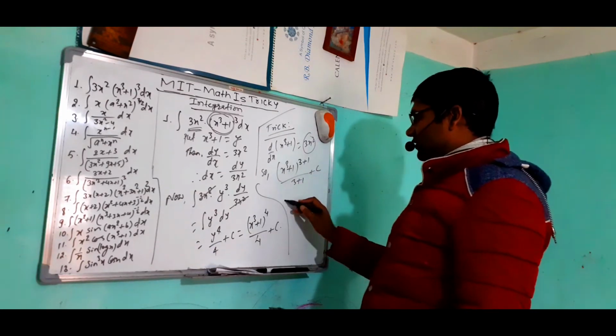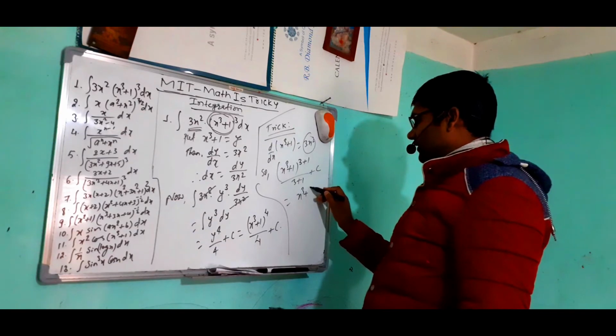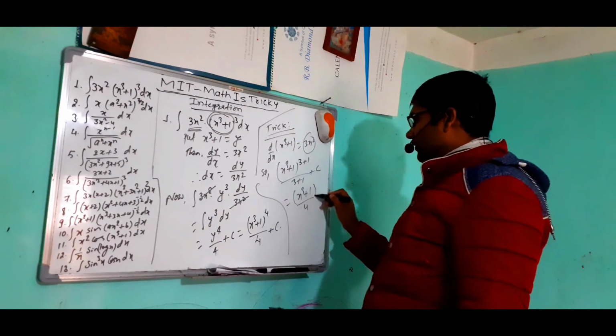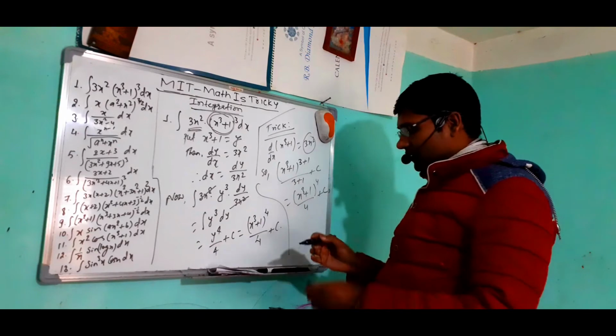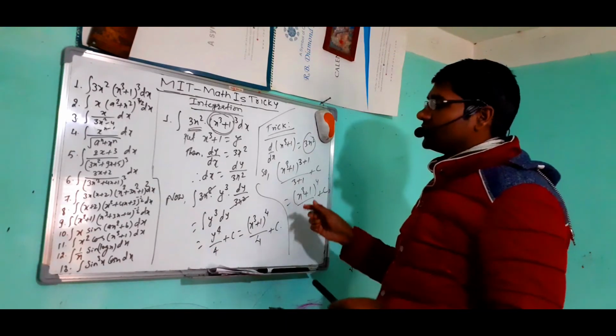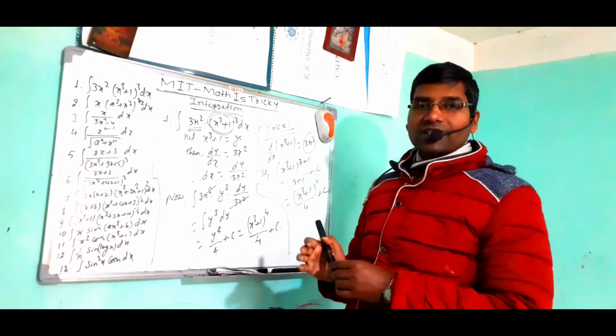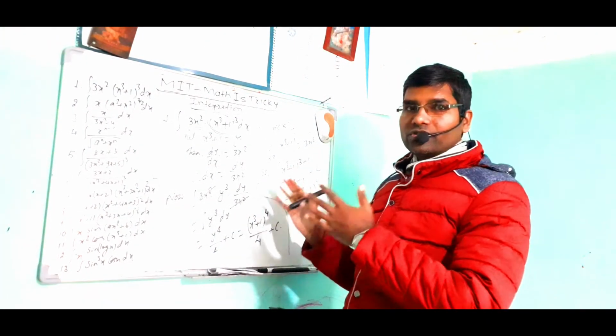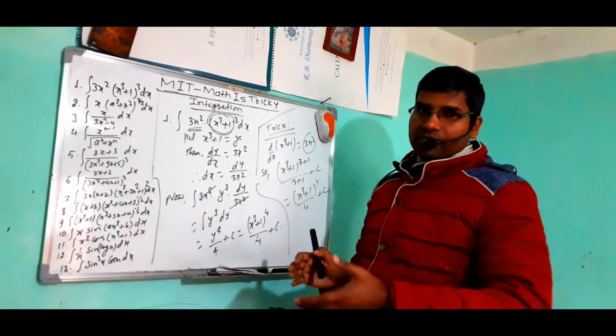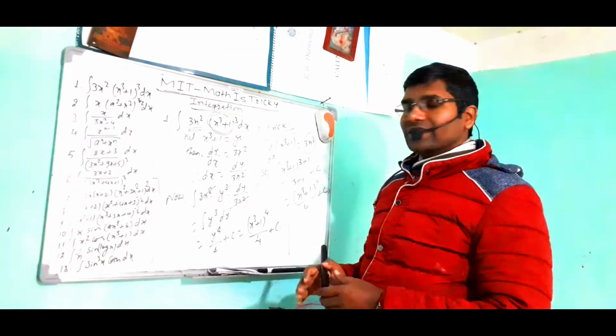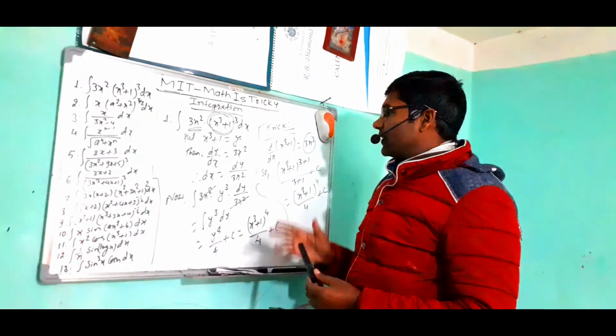That's your answer. That is the same answer you'll be getting here, (x cube plus 1) whole power 4 by 4 plus c. This is our answer. Directly we can use this. But my dear students, I do not suggest you use this method in entrance exam or board exam. Just you can confirm your answer by using this trick.